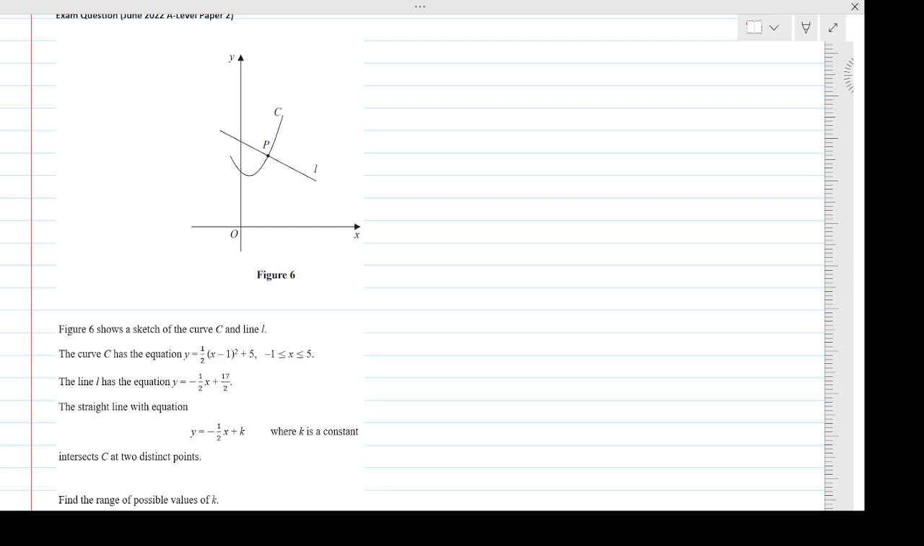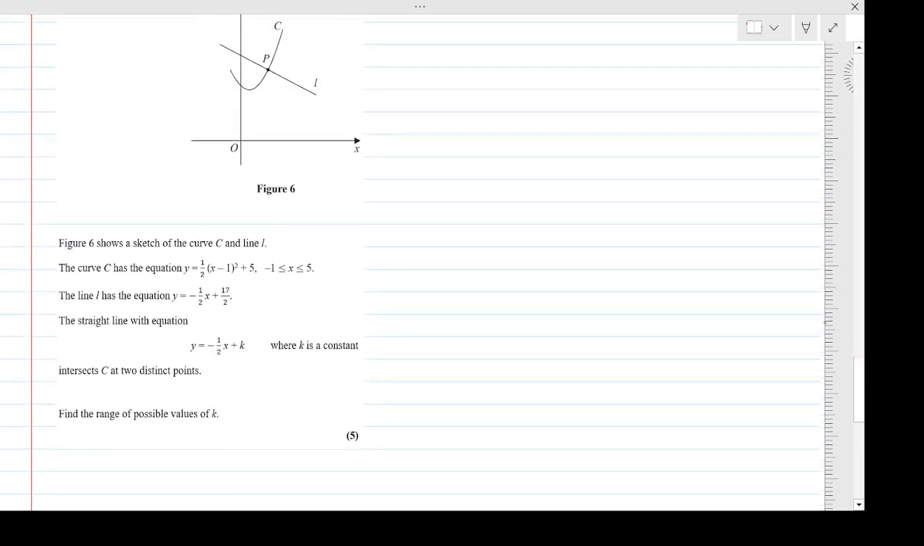But let's have a read of this. So we are given a graph. Okay, we're given a curve. And we're given a line L, and it intersects at this point P. It doesn't actually matter what P is. That's for the earlier part of the question, but it's given a sketch of a curve and the line.